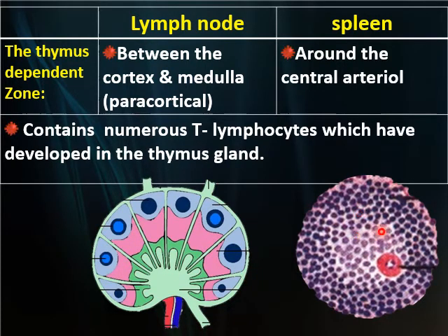For the spleen, it is present in the area which surrounds the central arteriole. This area. So the thymus dependent zone for the lymph node is the paracortical area, and for the spleen it is around the central arteriole. These thymus dependent zones contain numerous T lymphocytes which have developed in the thymus gland.